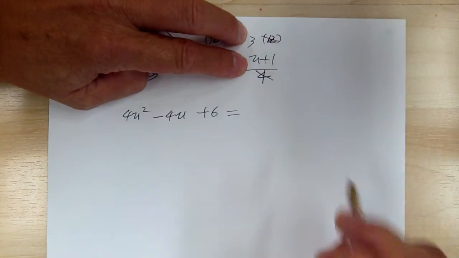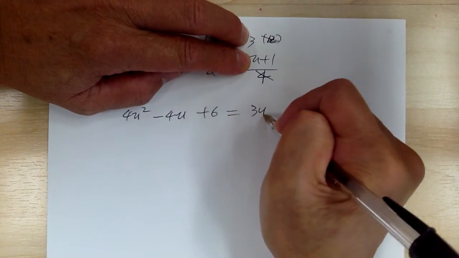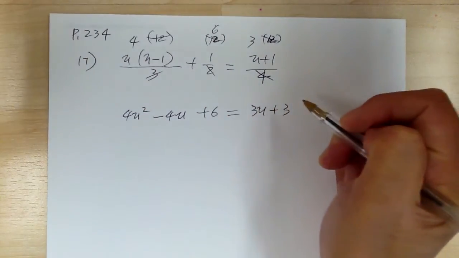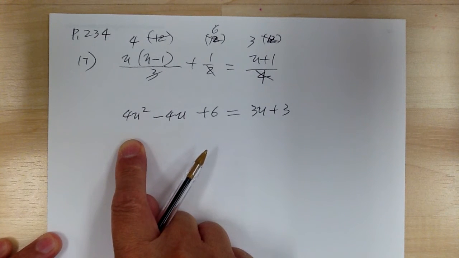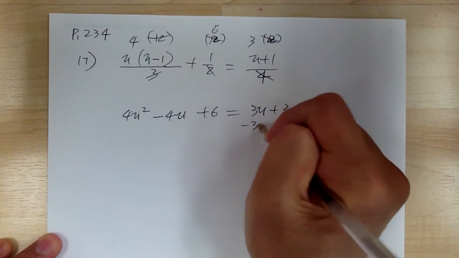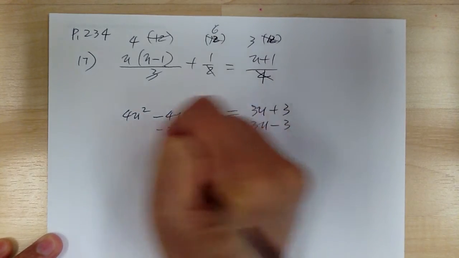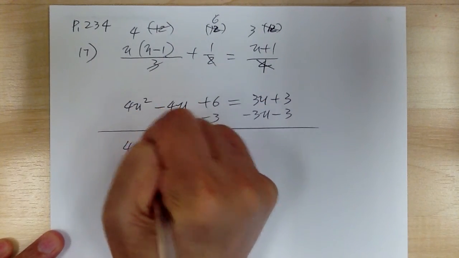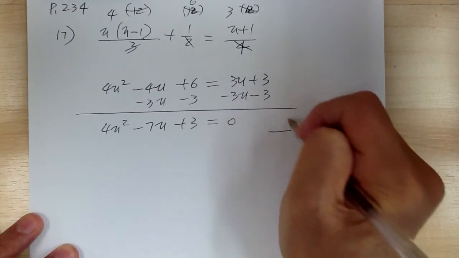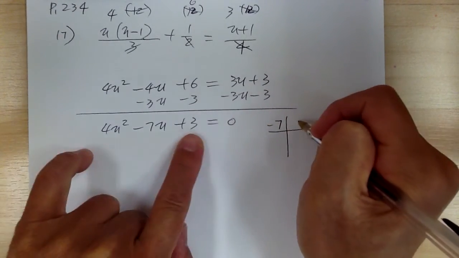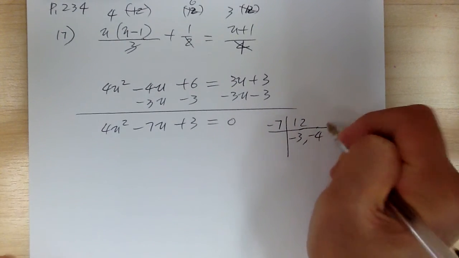So multiply again. Use fingers to help you avoid careless mistakes. So you get 3u plus 3. Now this has a square, so you need to make it equal to 0 so you can use factoring. So minus 3u, minus 3u, minus 3, minus 3. So you got 4u squared minus 7u plus 3 equal to 0. So do the factoring. So negative 7, 12. You get negative 3, comma, negative 4.